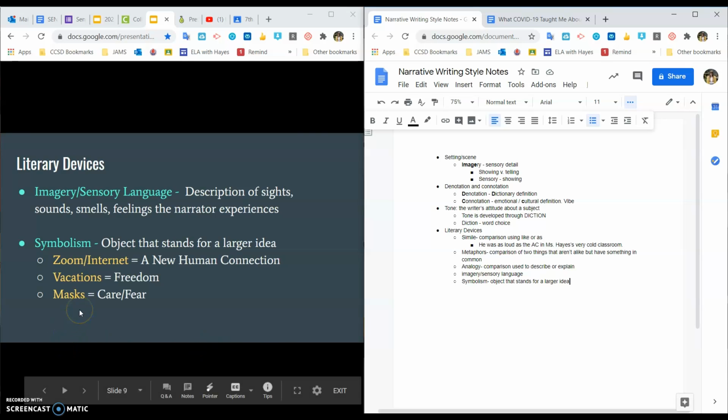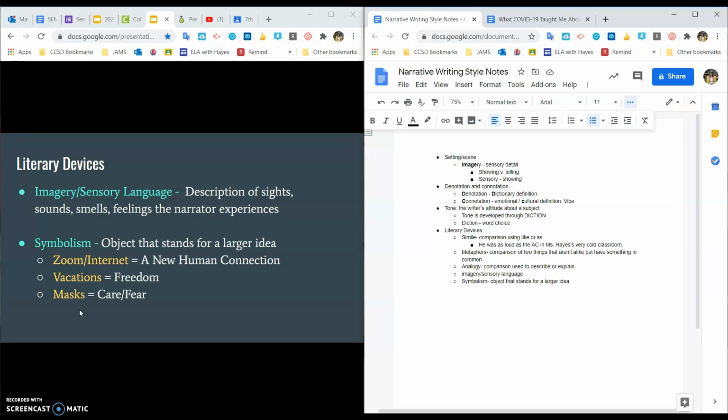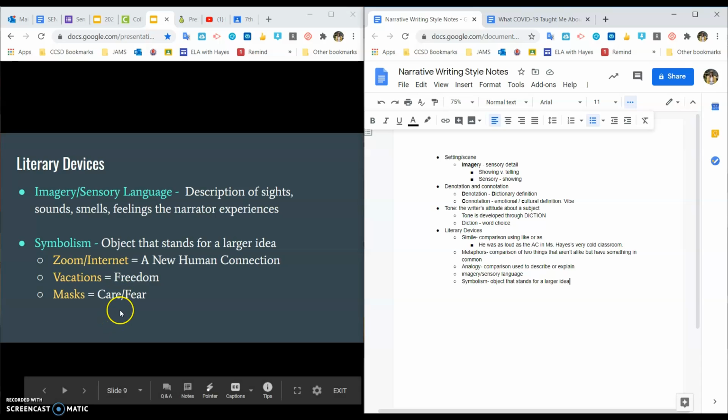Similarly, masking should be a symbol that you care about people. When you wear a mask, you protect other people from you. And so by wearing a mask, you're showing that you care about people. So that can be a symbol for caring about each other.